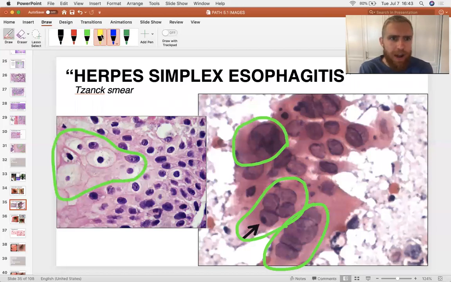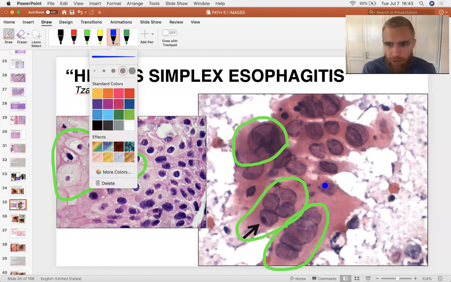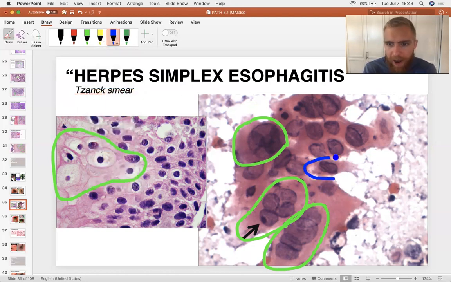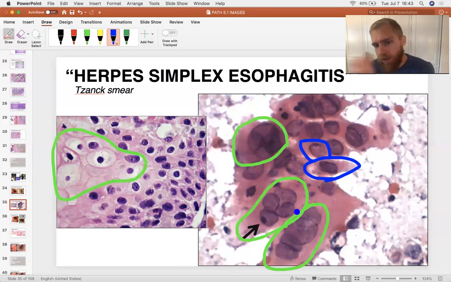And in contrast, I'll take some blue and highlight this normal epithelial cell just so that you can see that it is very clearly demarcated. That is clearly one cell. Like this here, that is one cell. But the multinucleated giant cells have a lot of nuclear overlap, and that's going to allow you to identify these cells. Again, this is HSV 1 and 2, and this is a Tzanck prep.